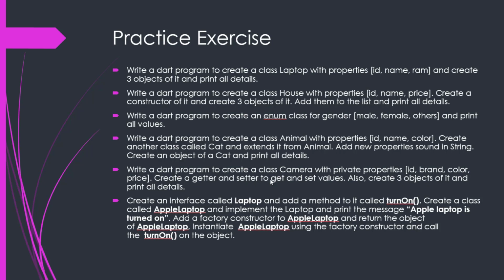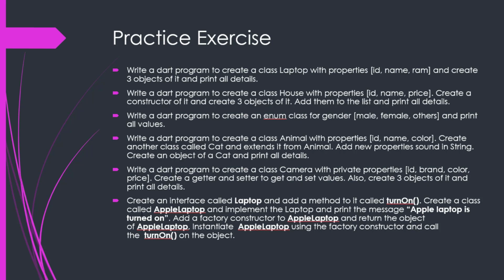You need to create class camera and then you need to create four properties, private properties with underscore, ID, brand, color and price. I hope you will solve it by using getter and setter. We already discussed about getter and setter.